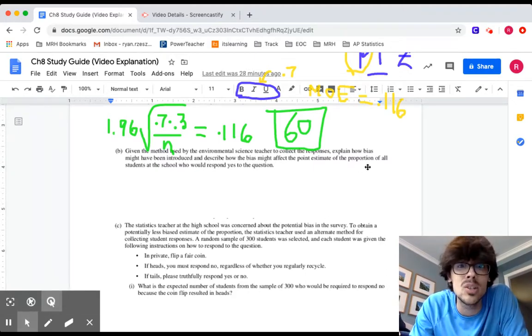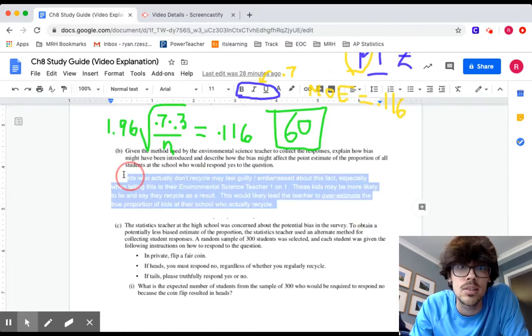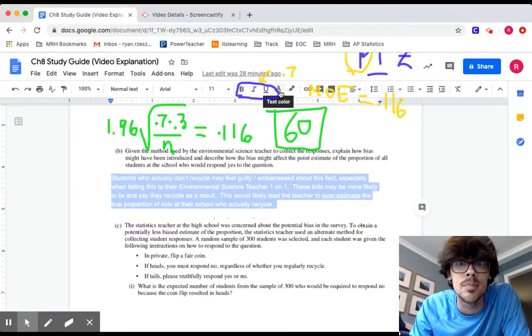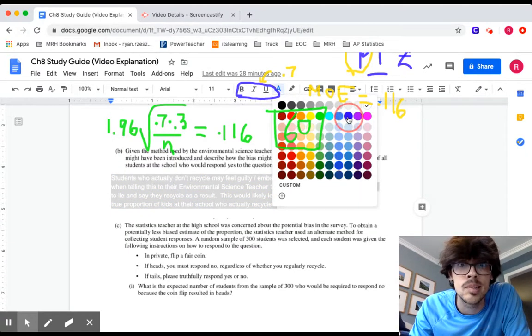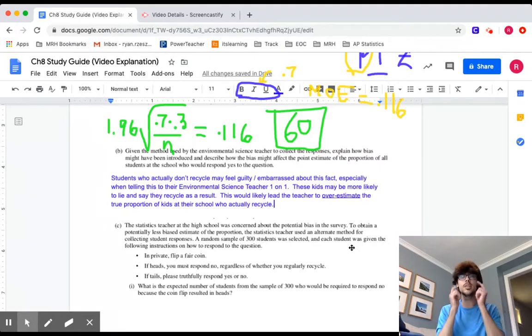So that is the major issue with this setup right here. Asking somebody in person when they're talking to their environmental science teacher is likely to lead to some dishonest answers because people are embarrassed. So this is what I wrote for my answer right here, and you can read through that and write that down yourself.